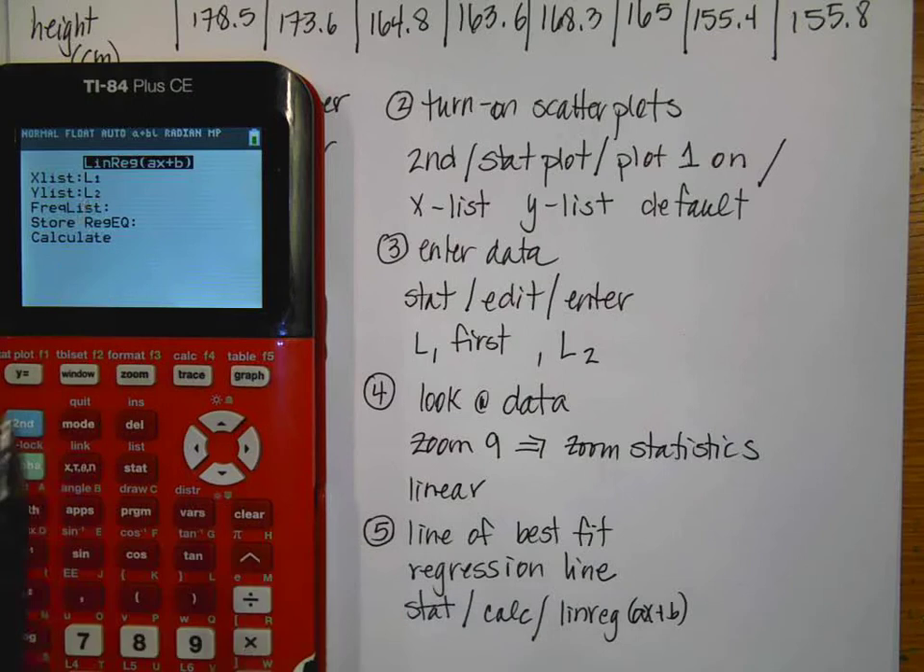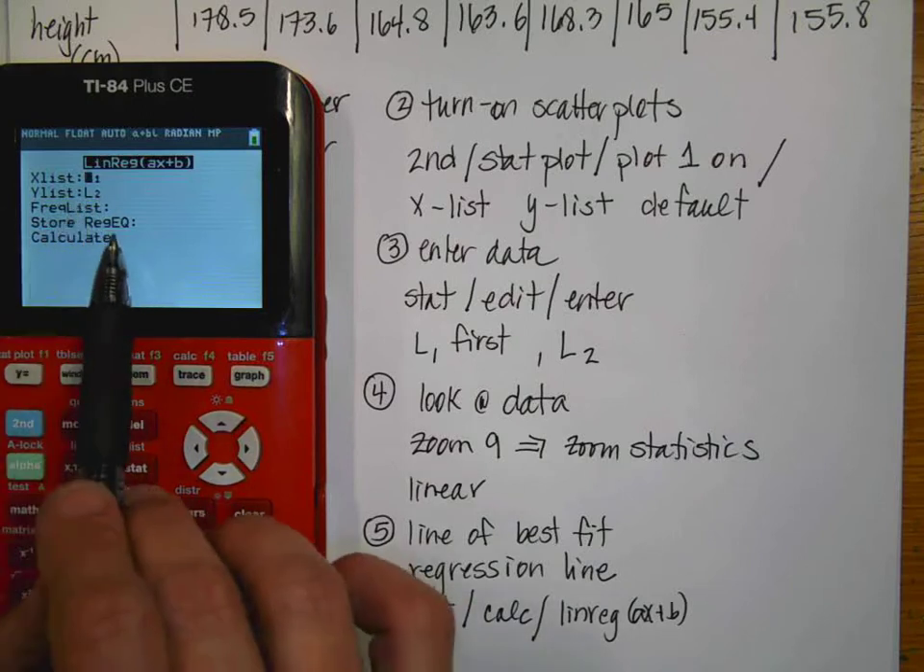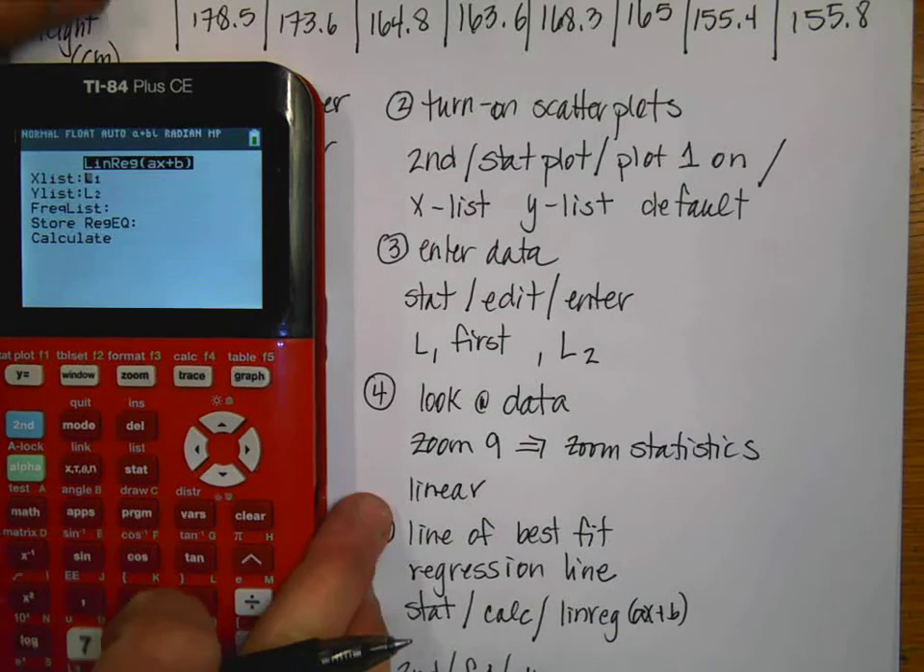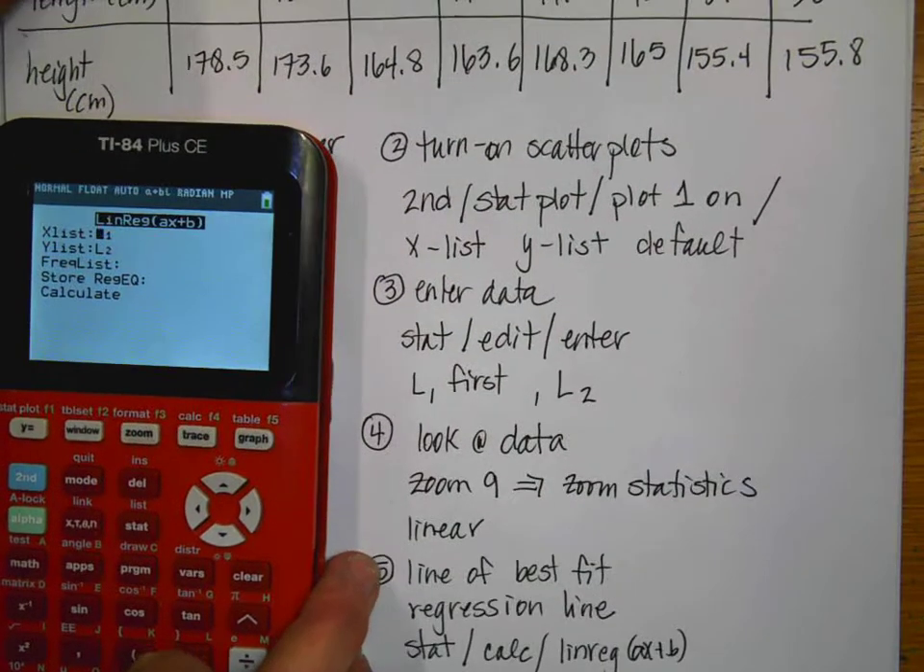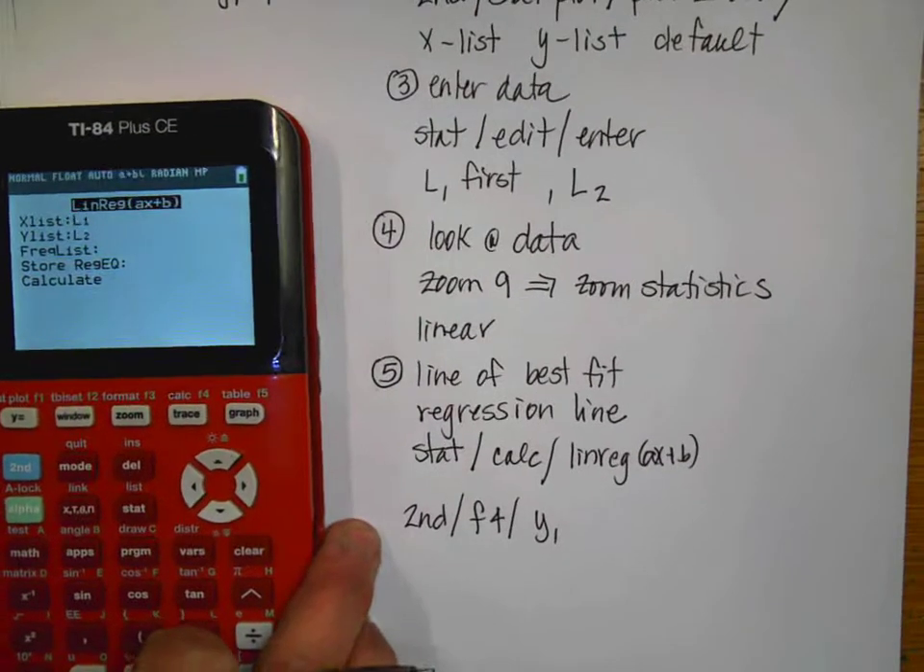My calculator is asking, where is L1, where is L2? The frequency list I kind of don't care about. This one is ultra cool. Store regression equation. So I'm going to write those steps down. I'm going to do second, and then I'm going to do F4, and I'm going to tell it Y1. Oops, you can't see that. My bad. Let me scoot that up so you can see it.